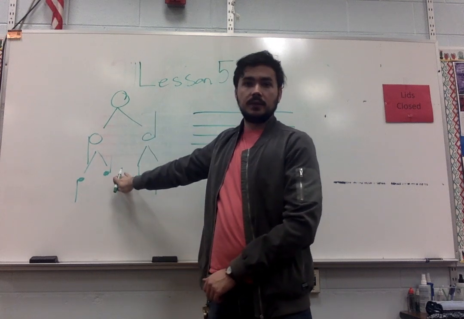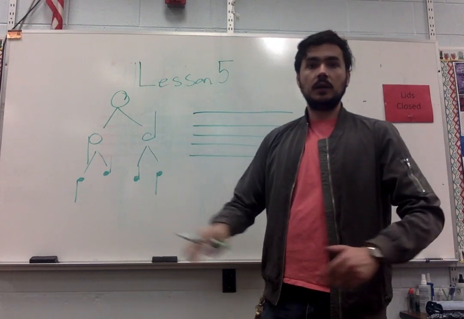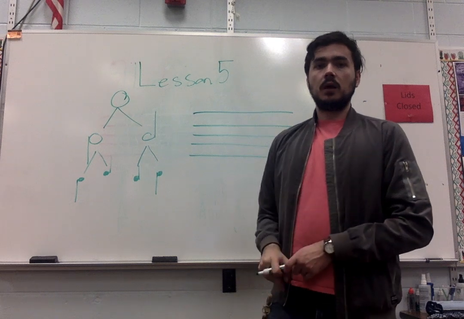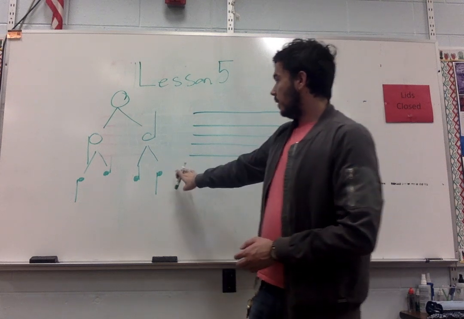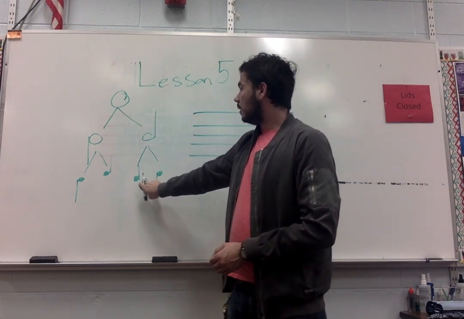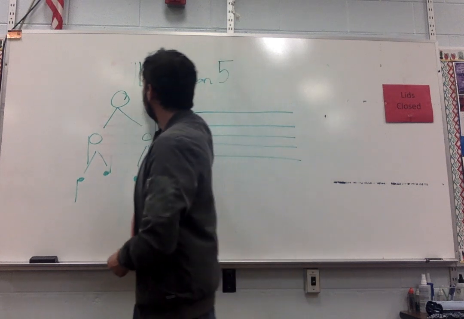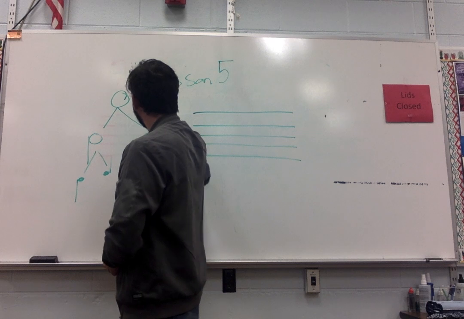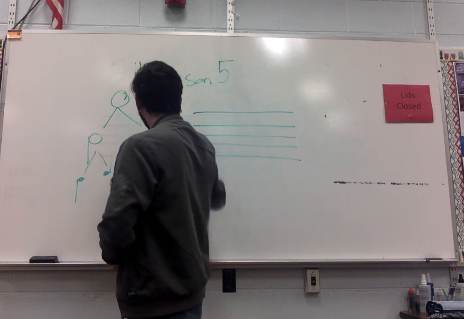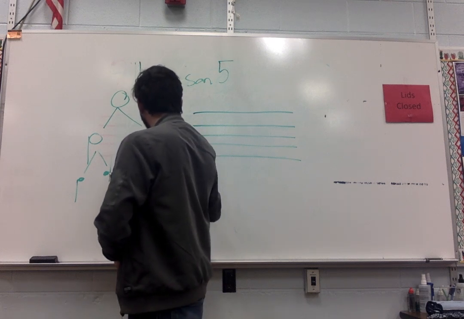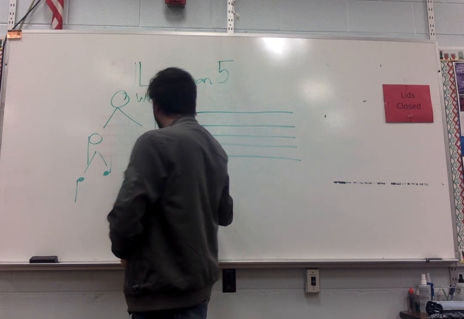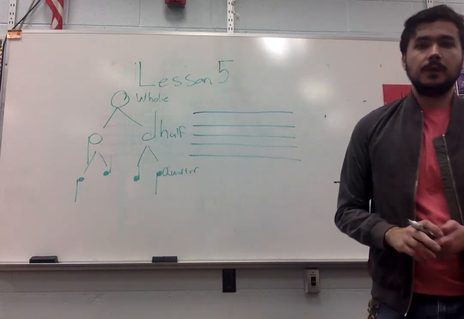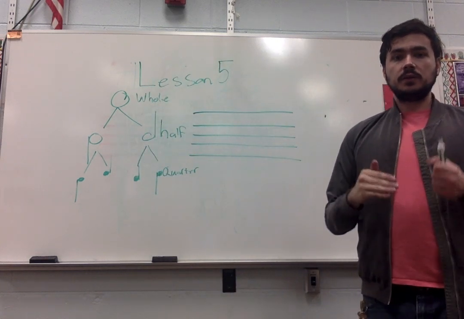The same thing with the stem applies to quarter notes. Anytime you have the stem going off the note, if you draw it down, it's on the left side. If you draw it up, it's on the right side. So this is your whole note. Remember that. Half and quarter. Whole, half, quarter. So now we're going to practice drawing them on the staff.